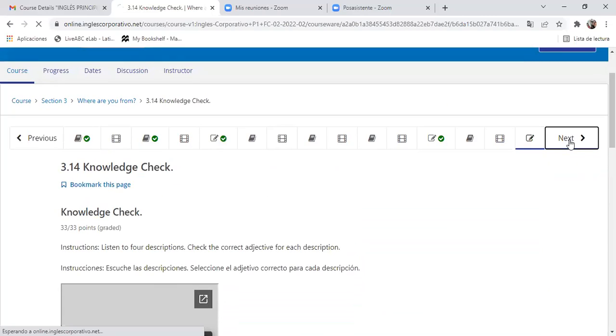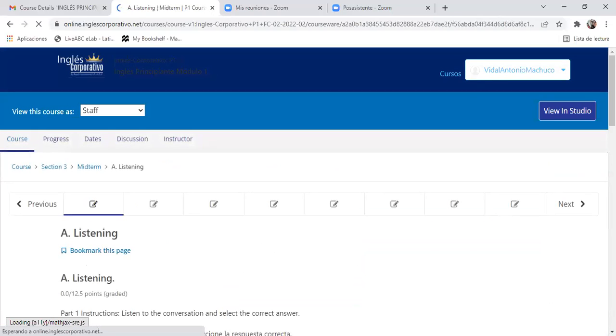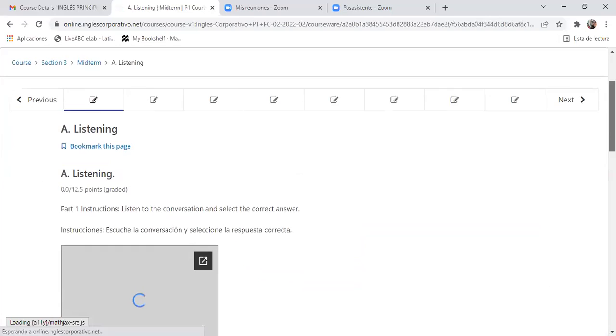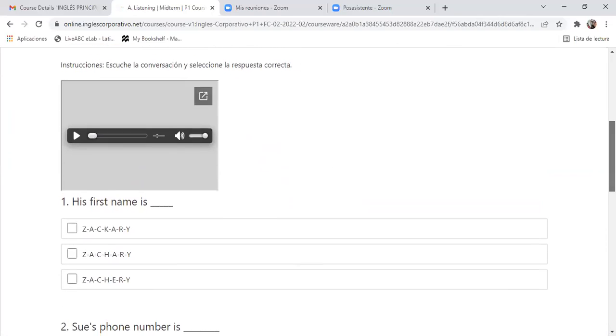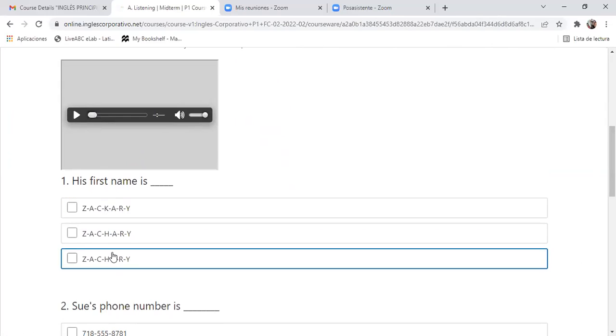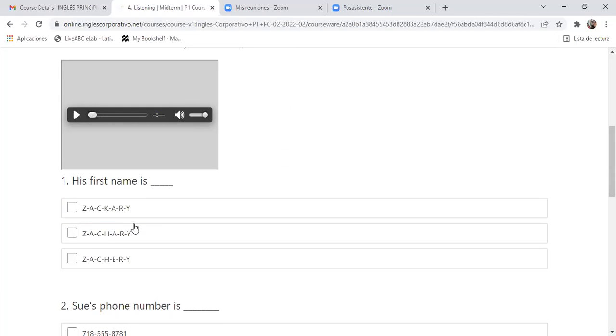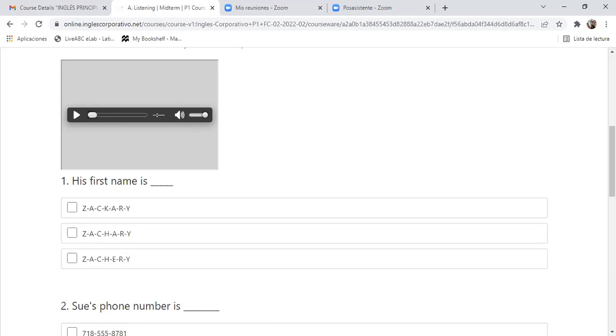Now let's see how we're going to do on the midterm. Do you have any question before we start? No, teacher. Okay, very good. So we're going to start with the listening part. In the listening part, the name is going to be spelled out, and you have to find out what the correct spelling is. Zachary. Yeah, that's number one.